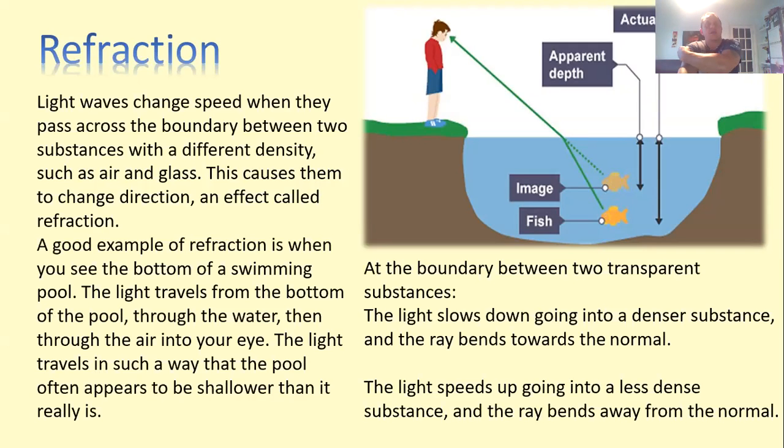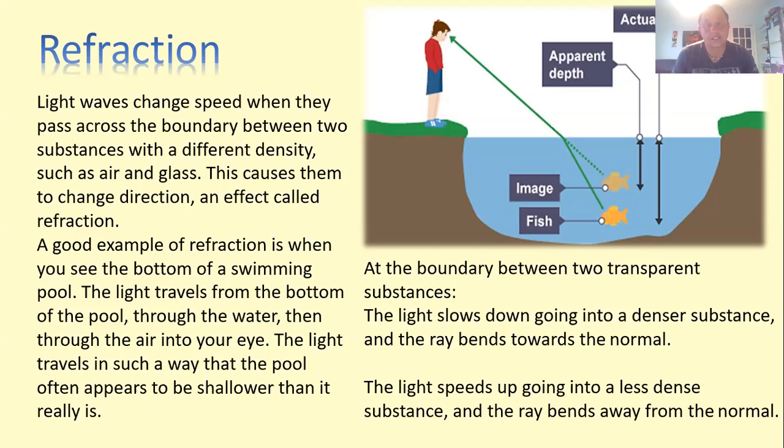Refraction is the name that we give it when light waves change speed when they cross the boundary between two substances with a different density. So if you put a pen into a glass filled with water, you will see that the pen appears to be disjointed and moves. This is because water is denser than air and it causes the light rays to change speed, creating the illusion that the pen has bent, and as I say, it's known as refraction.